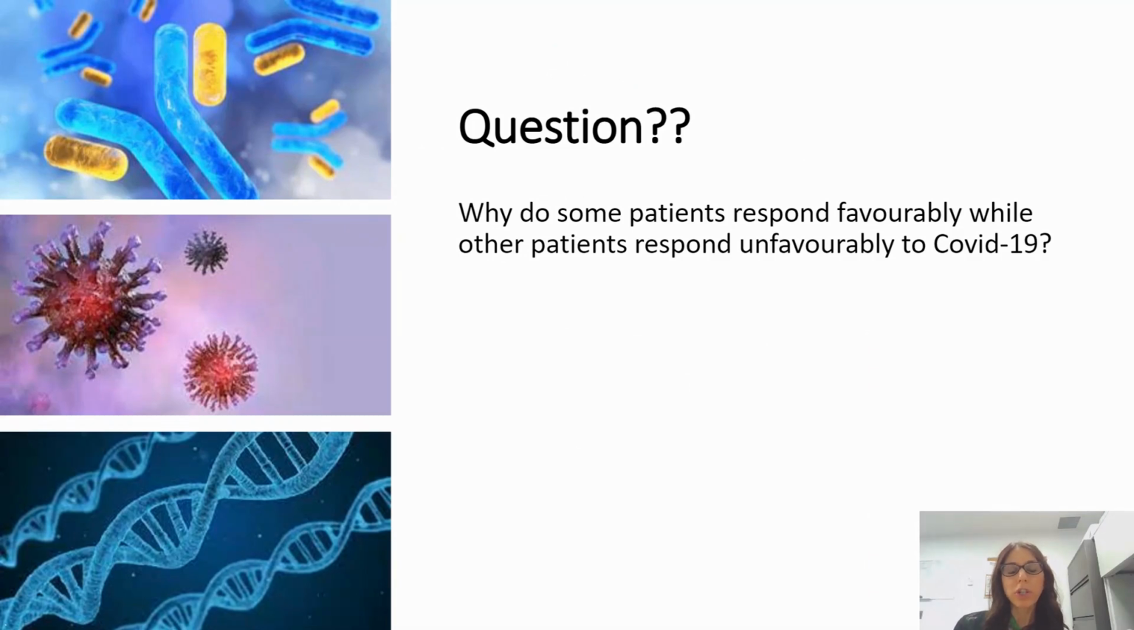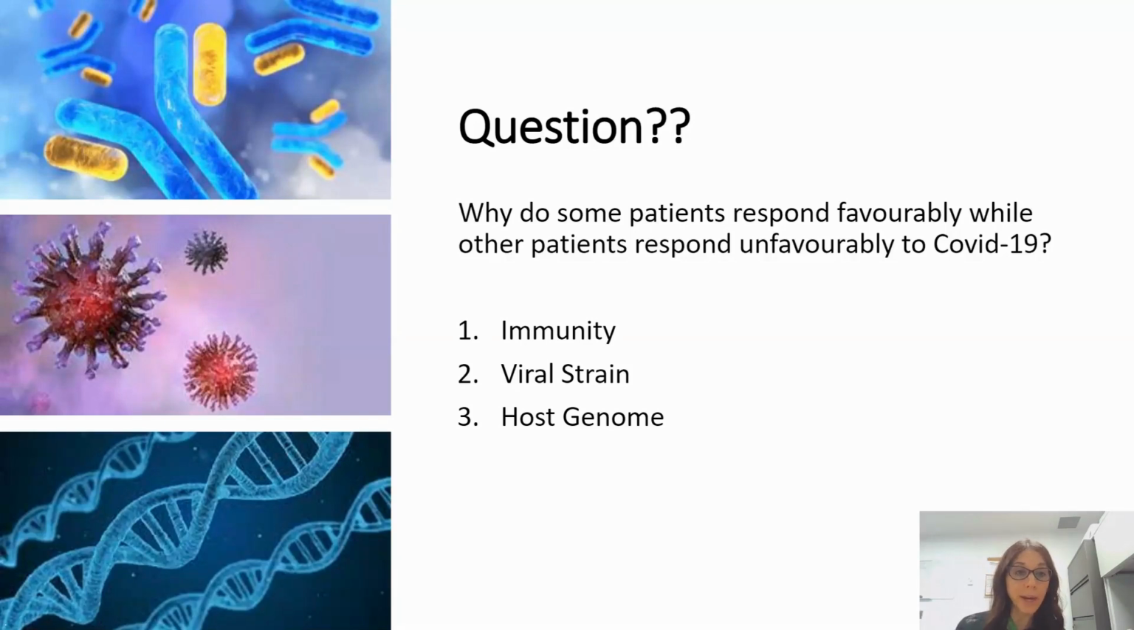So the overarching question that we are trying to answer is, why do some patients respond favorably while other patients respond unfavorably to COVID-19? And we think that this is due to 3 factors: the immune response of the individual, the viral strain that they are infected with, and the genetics of the individual.